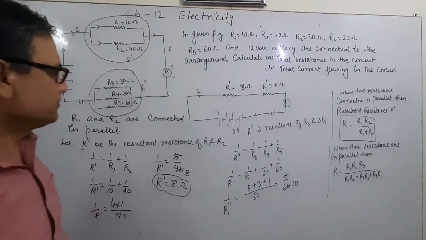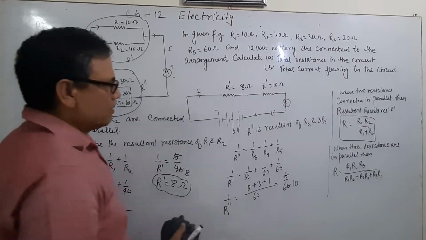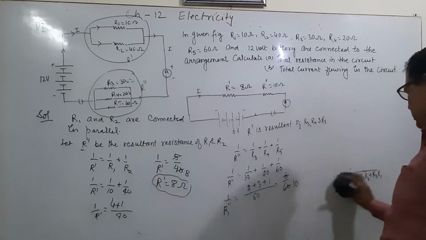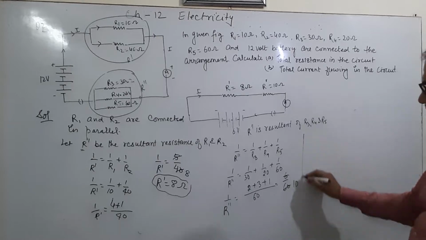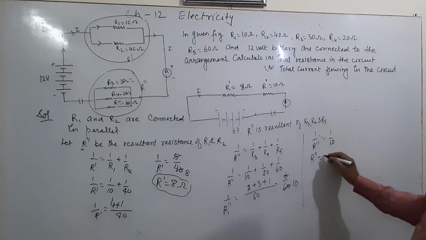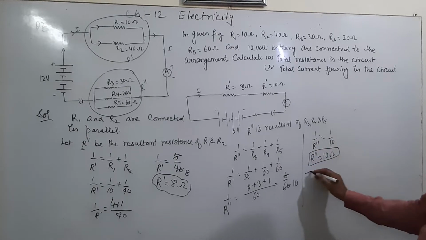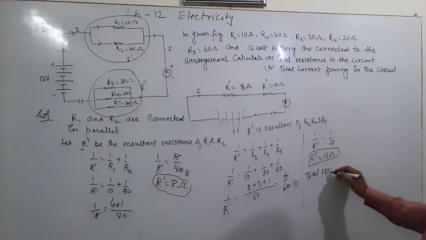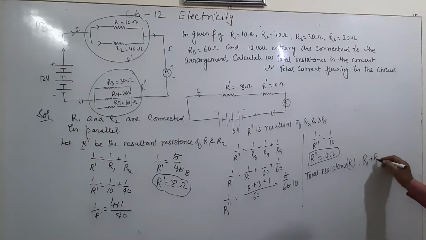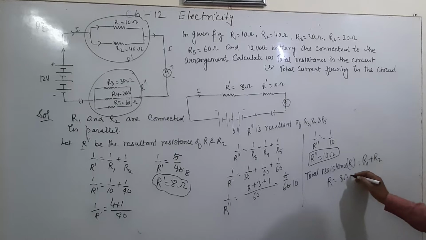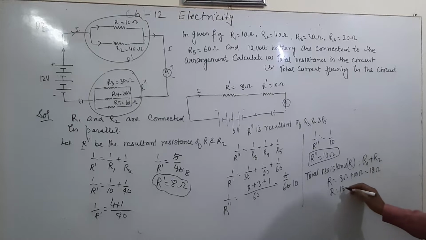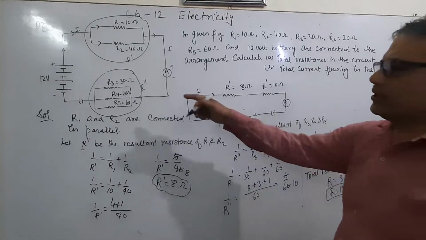Then what is the total resistance? 1 upon R double dash is equal to 1 upon 10, cross multiply, R double dash is equal to 10 ohm. Then total resistance in circuit R is equal to R1 plus R2. So R is equal to 8 ohm plus 10 ohm is equal to 18 ohm. This is the total resistance in the circuit.